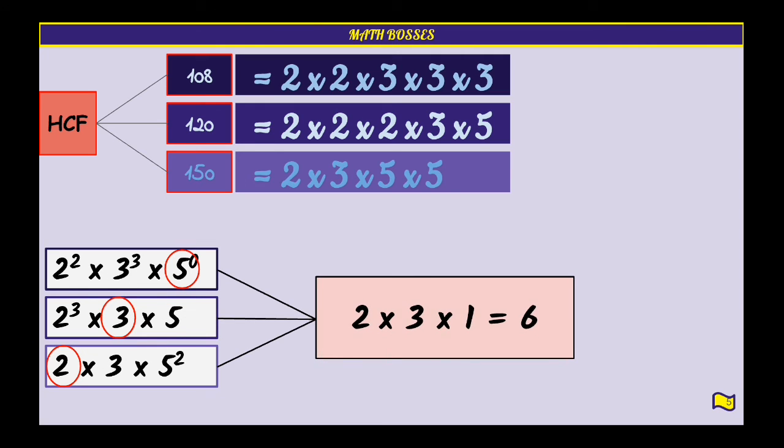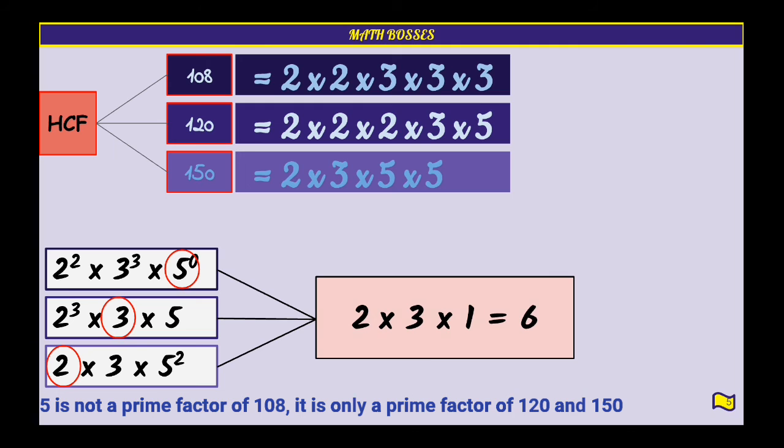This is the same as multiplying just 2 and 3 and ignoring 5, since it is not a prime factor of 108, 120 and 150.